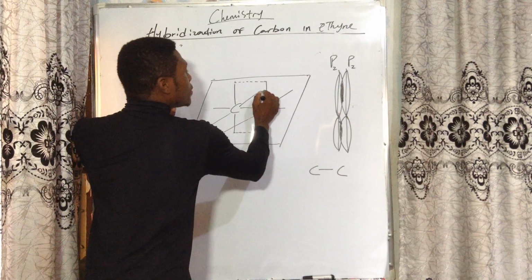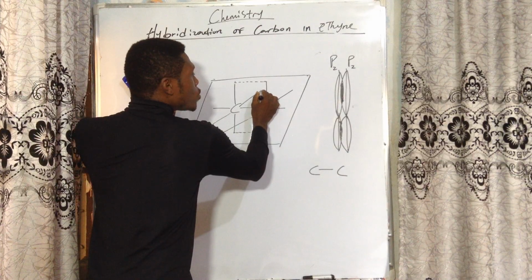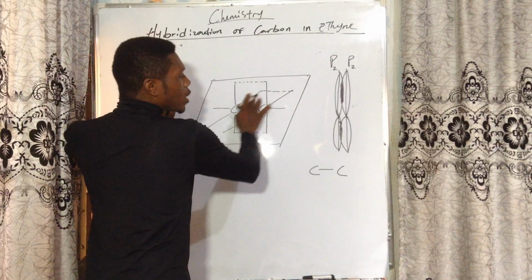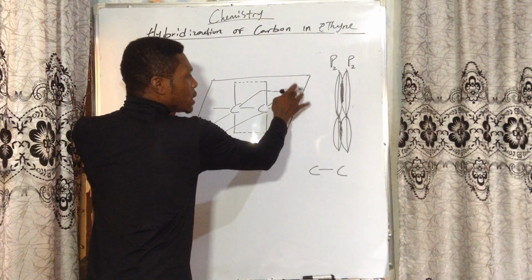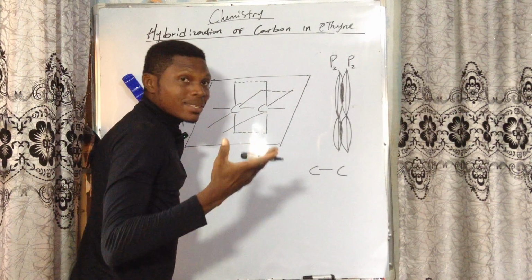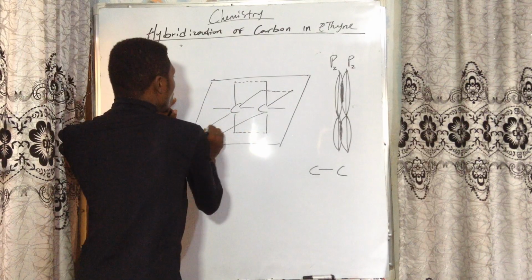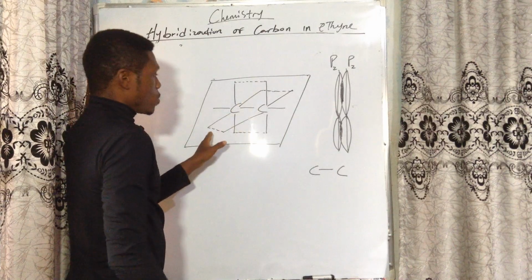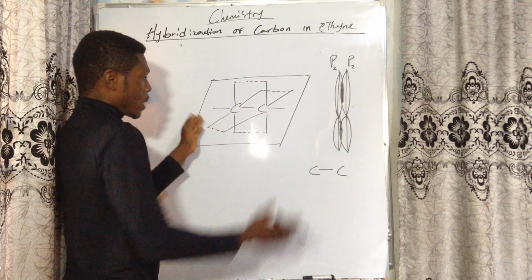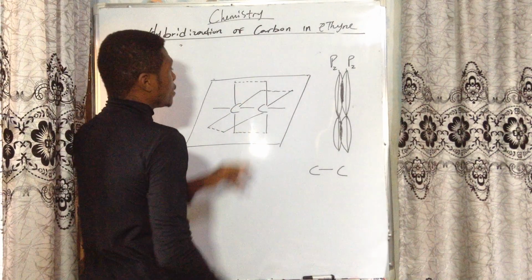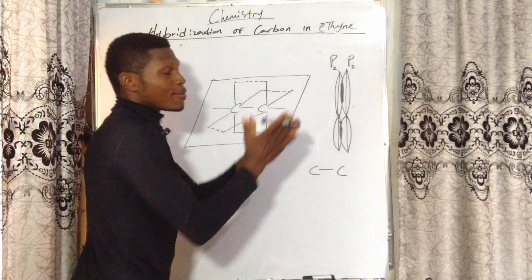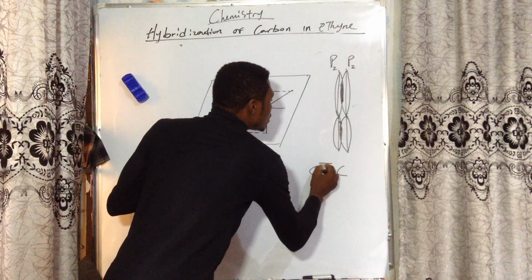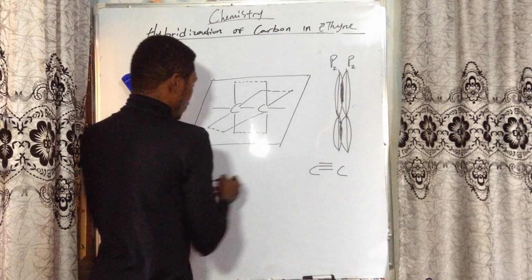At the same time, the two py orbitals will also form a pi bond. The py of this carbon forms a pi bond with the py of the other carbon, a collateral overlapping along the plane, 2py and 2py. The same thing happens here, forming collateral overlapping. That accounts for the two pi bonds of this molecule.